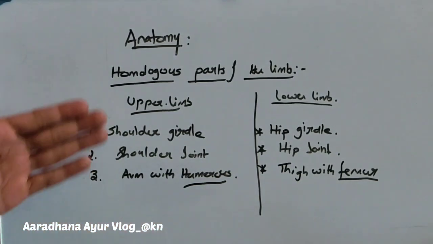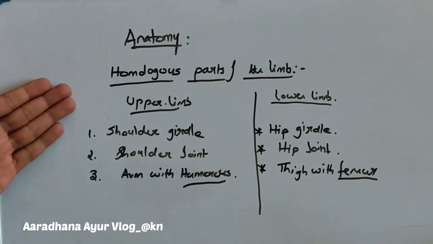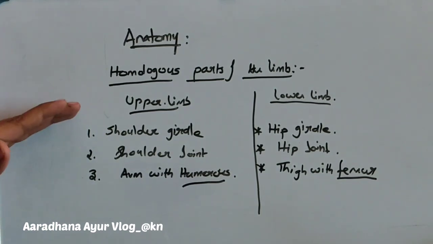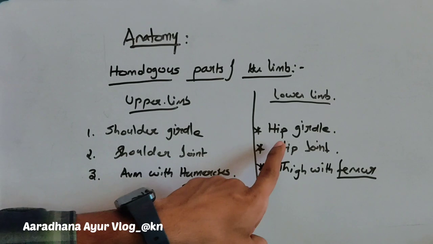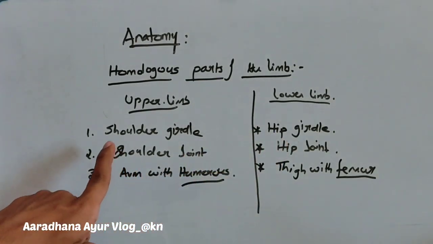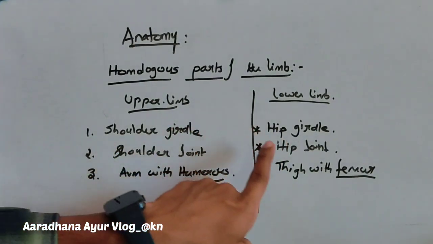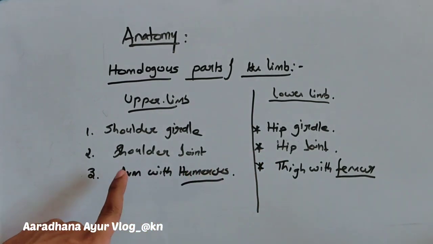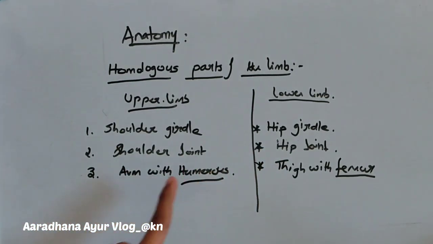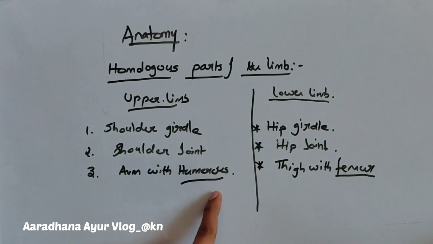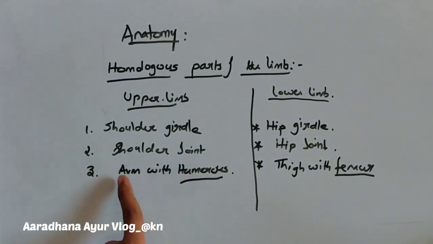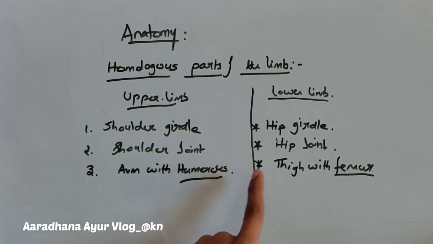So in the homologous parts of the limb, we have discussed the first 3 points: the shoulder girdle, which is related to the hip girdle, and the shoulder joint in the upper limb, which is related to the hip joint. Thirdly, the arm with the humerus in the upper limb, which is related to the thigh with the femur.